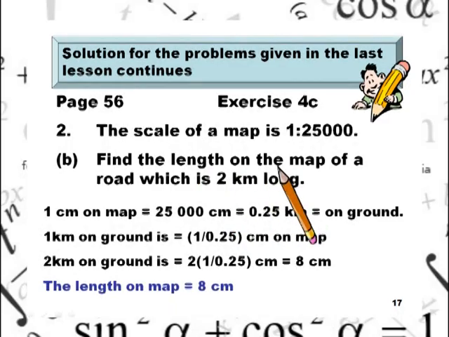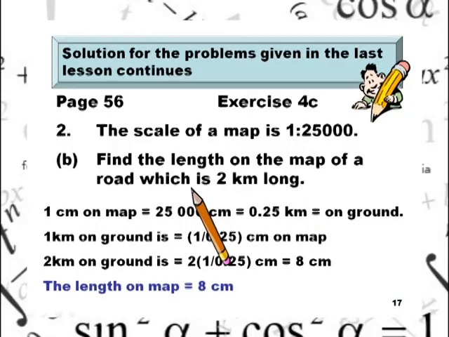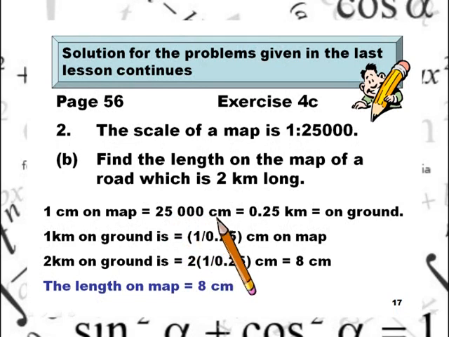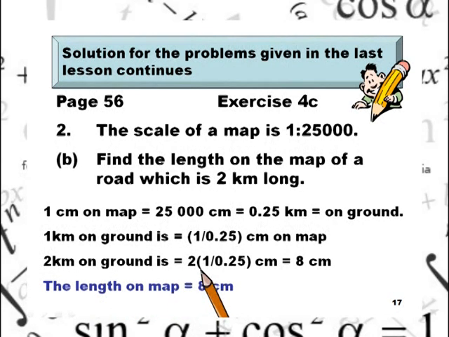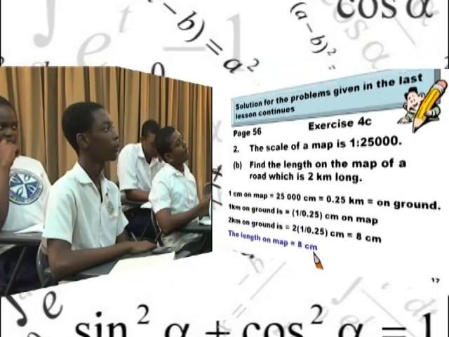B. Find the length on the map of a road which is 2 kilometers long. 1 cm on map equals 25,000 cm equals 0.25 km on ground. 1 km on ground is 1 divided by 0.25 cm on the map. 2 km on ground is equal to 2 into 1 upon 0.25 cm equals 8 cm. The length on map equals 8 cm.